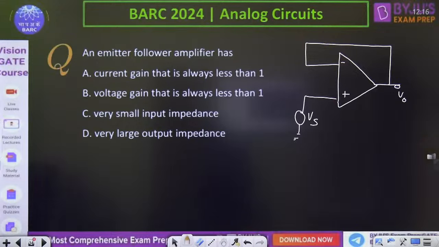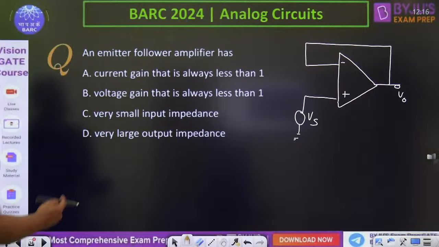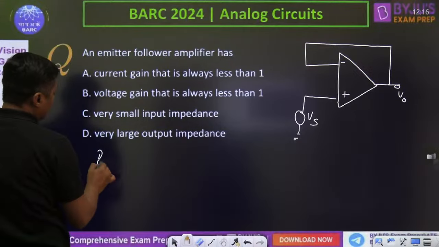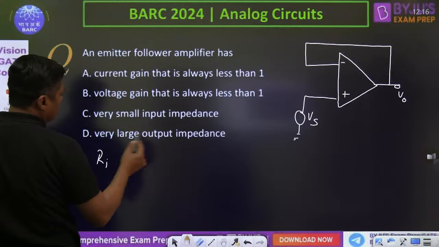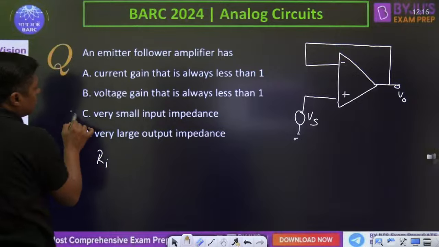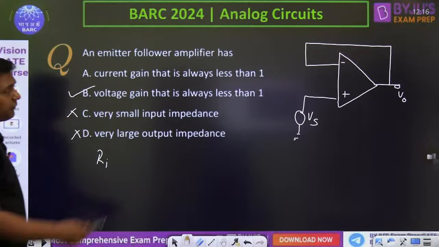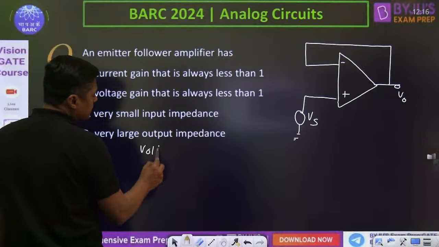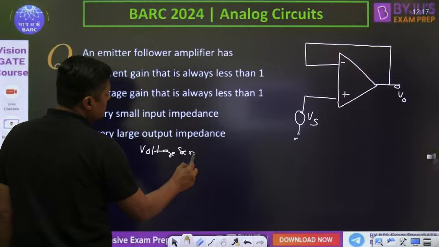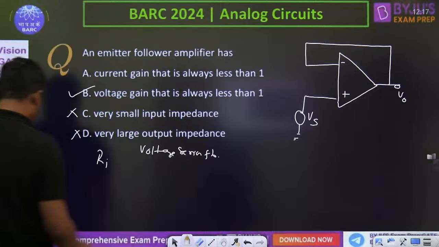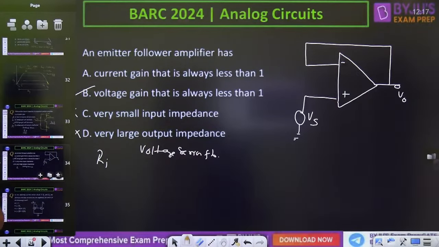Very high input impedance, because in this the feedback mechanism is voltage series feedback. Input resistance is very high, output resistance is very low. This is wrong, this is wrong, this is correct. Okay, B is the correct answer. Yes, Akbar, your answer is correct. Remember, the feedback mechanism is voltage series feedback, right? तो ऐसे क्वेश्चंस आएंगे.